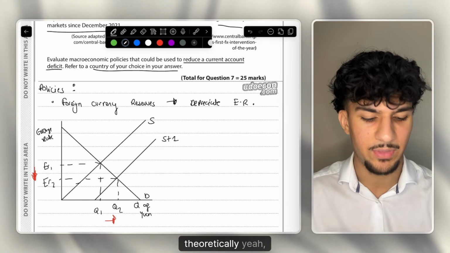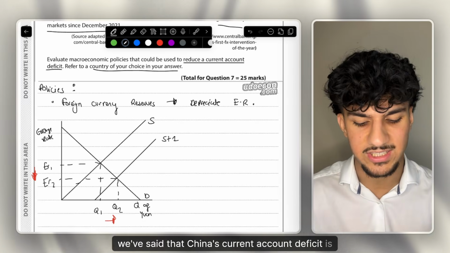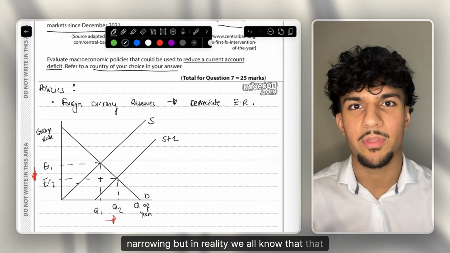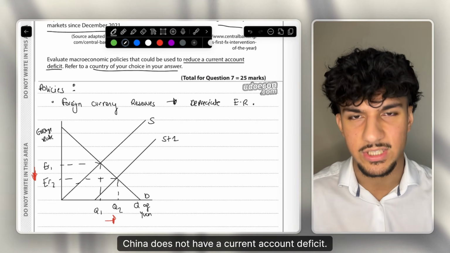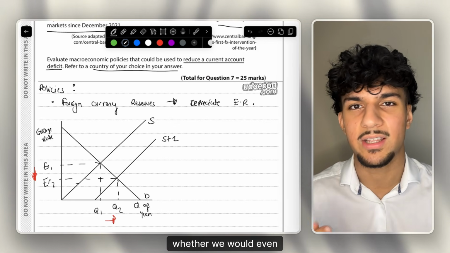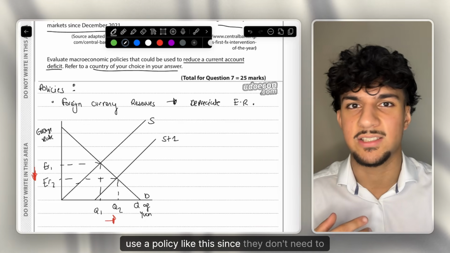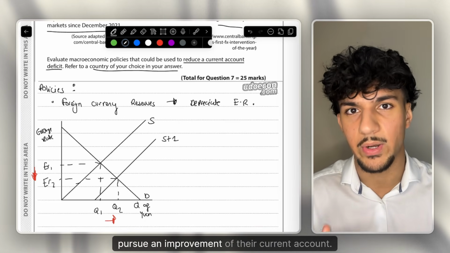As theoretically, yeah, it makes sense that we've said that China's current account deficit is narrowing, but in reality, we all know that China does not have a current account deficit. So you could comment on whether this will be ineffective, whether China would realistically never use a policy like this since they don't need to pursue an improvement of their current account.